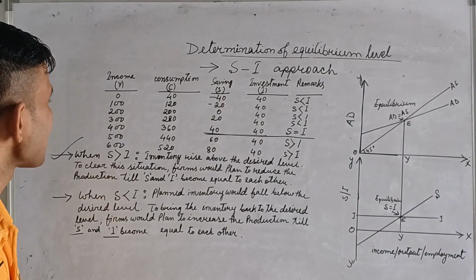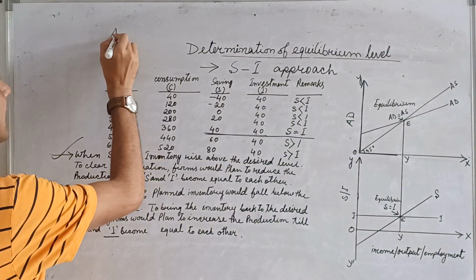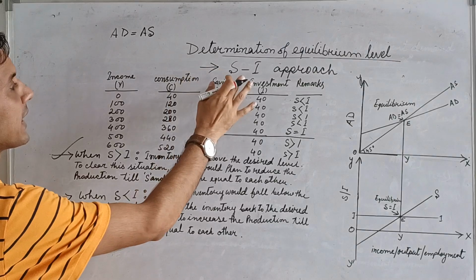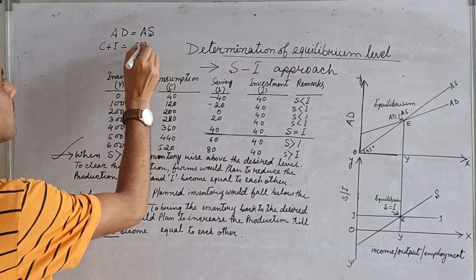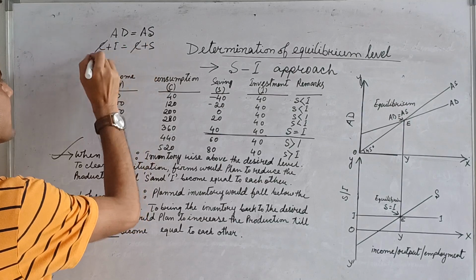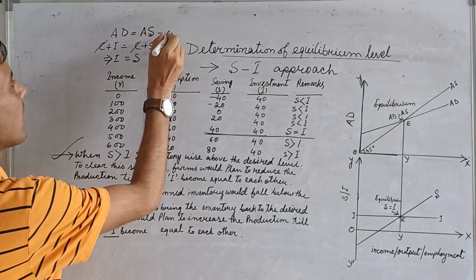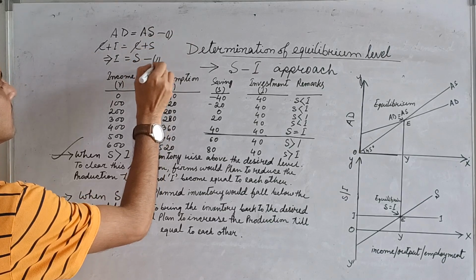But one thing you just remember: in our previous video we discussed the AD and AS approach. So how can you find SI? AD is C plus I, AS is C plus S. So if C cancels, then I is equal to S. So this is number 1, and this is number 2.